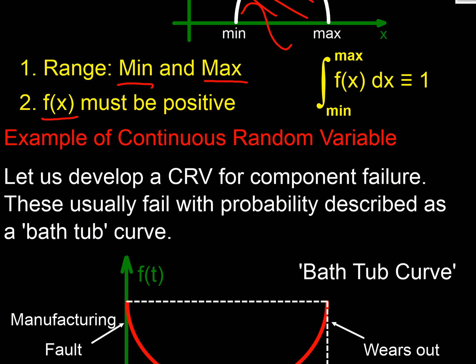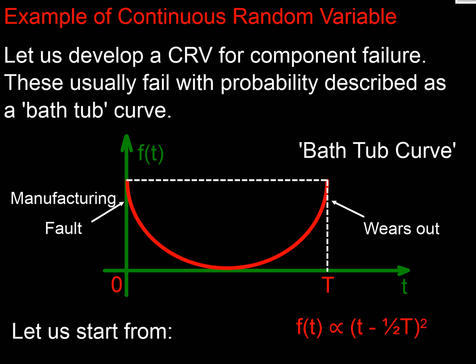How can we use these in practice? Let me give you an example of how we construct a continuous random variable and then find out about it. It's a classic example, and I'm going to think about component failure. So what happens to components? Well, we make them, they fail at some point, and typically the failure rate isn't even.